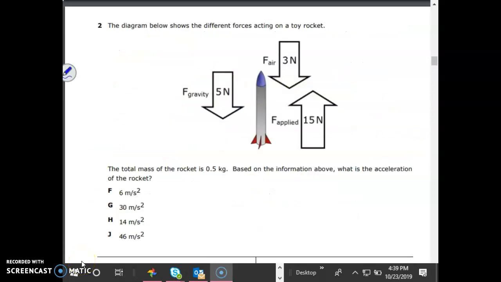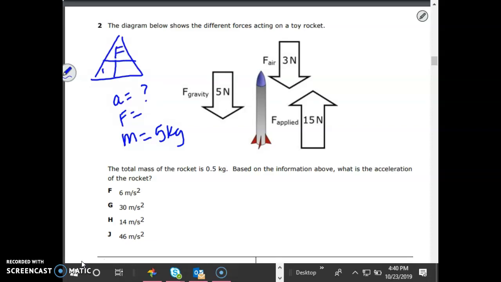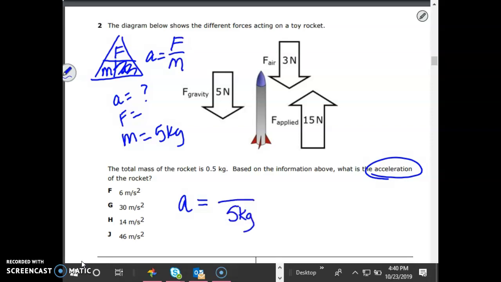Okay, number 2, the diagram below shows the different forces acting on a toy rocket. The total mass of the rocket is 5 kilograms. M equals 5 kilograms. Based on the information above, what is the acceleration of the rocket? Well, we have the force, we have the mass, and we're looking for the acceleration, so we would need to look at our triangle, which is force equals mass times acceleration. They're asking us to find the acceleration, so we mark that out, giving us a formula of A equals F divided by M. Well, we have the M there already, so A equals F divided by 5 kilograms. That's our mass.